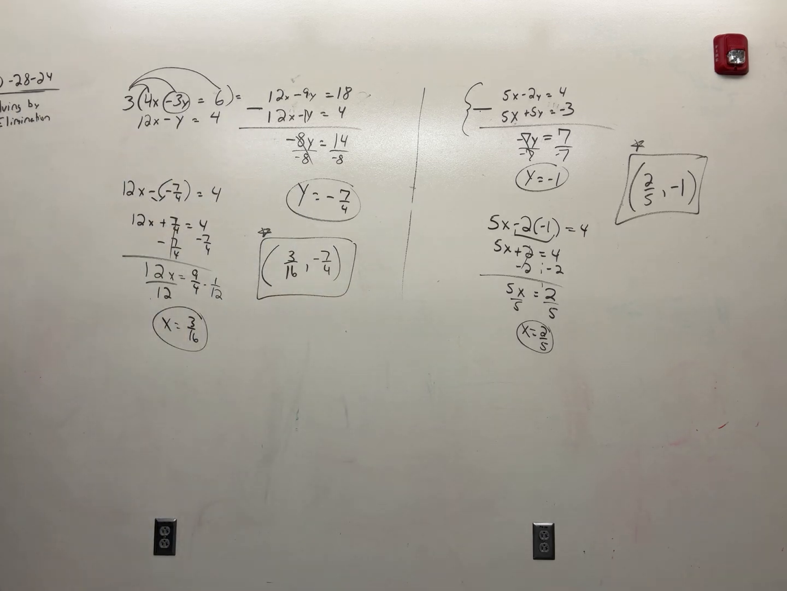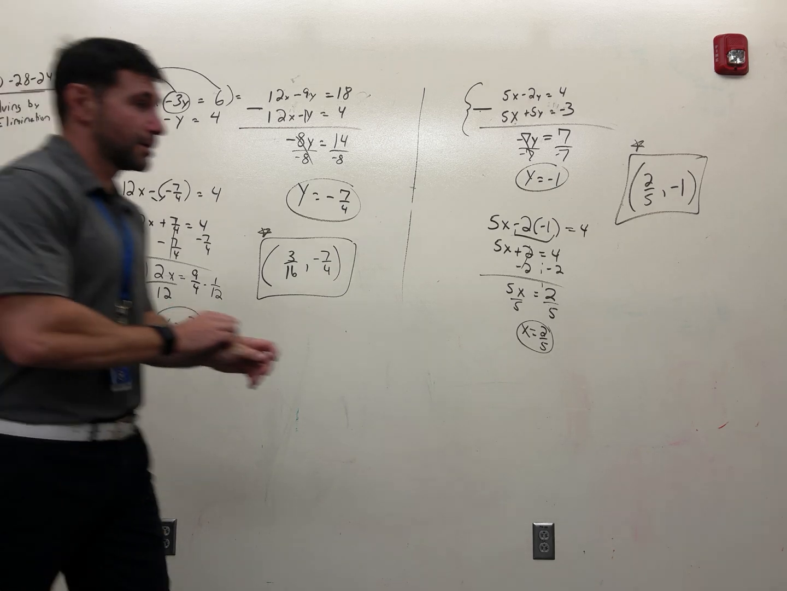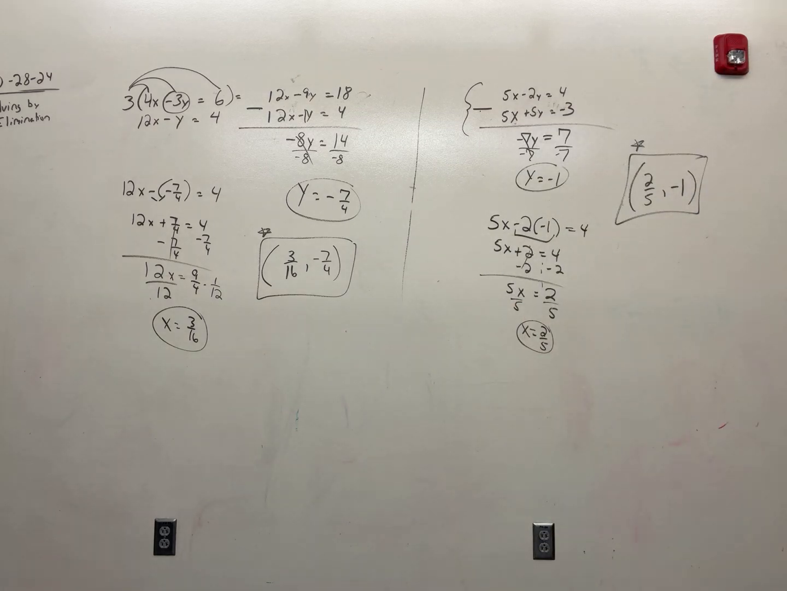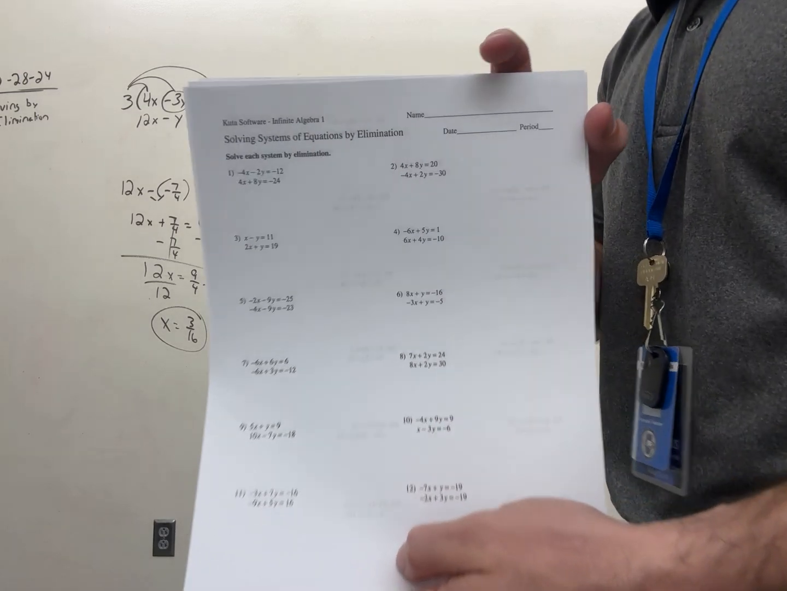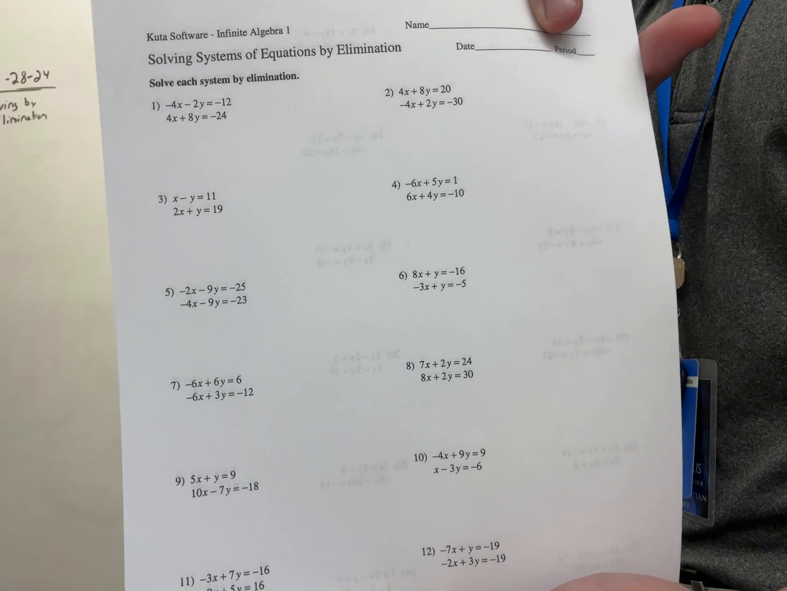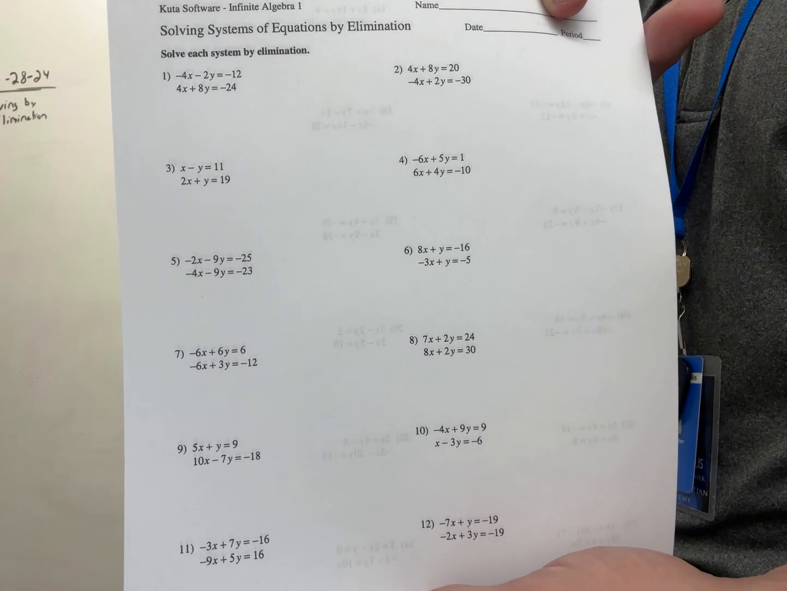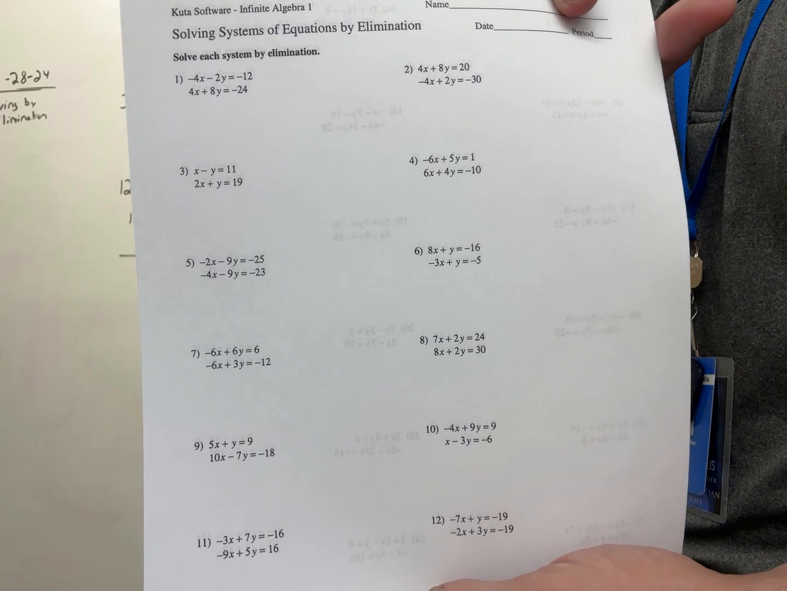We did not get as far as I would have hoped today, which is all right, because I want to give you some time to work on your homework. Okay? So you are doing 1 through 9, the odds. 1 through 9, the odds.